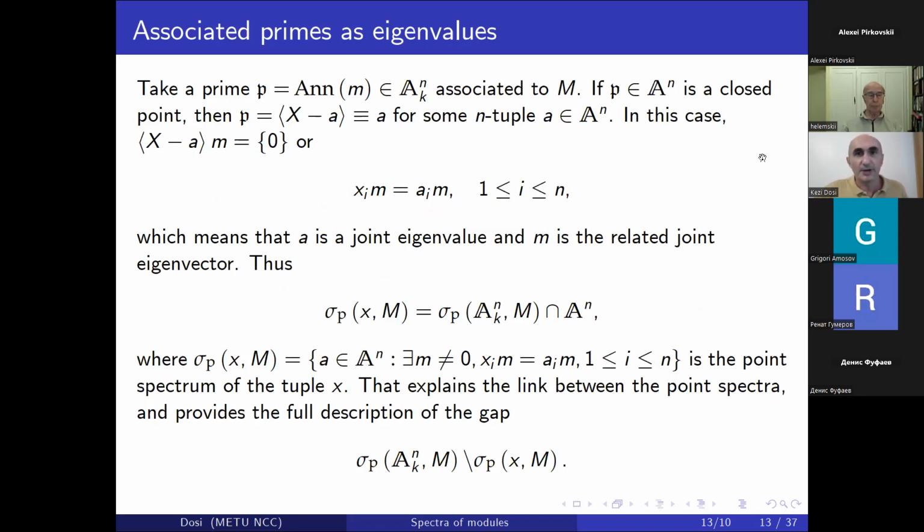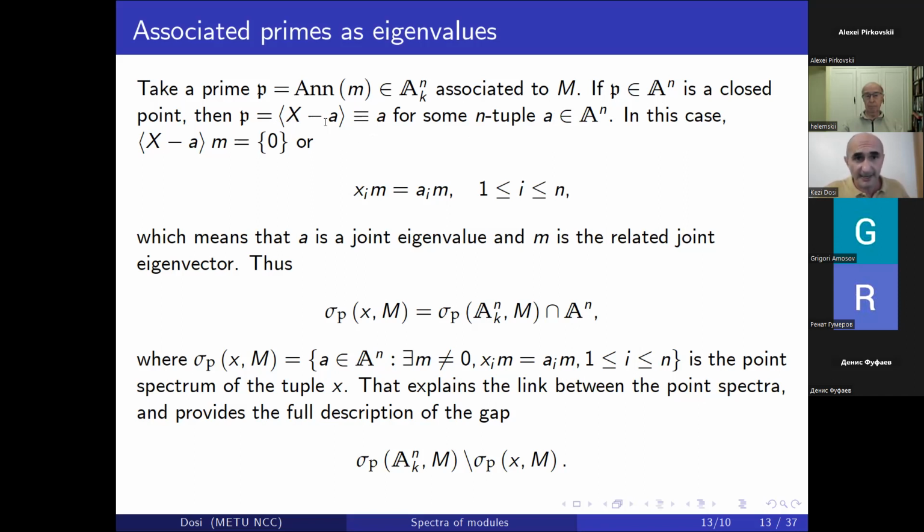Okay, look, that's a link to eigenvalues. Where are my eigenvalues? Let me say, suppose p is an associated prime. As you know, what is that, right? The annihilator of some element m. Okay, suppose my p is actually a closed point. Look at my notation A^n without K. That means the set of all closed points, or the set of all maximal ideals of the polynomial algebra P. But since we have assumed that K is algebraically closed, p is actually X minus a, where a is a scalar tuple from A^n. So X minus a is my maximal ideal.